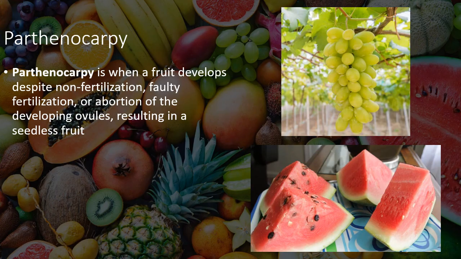And then parthenocarpy is a characteristic we're particularly interested in horticulture. And this is when a fruit develops despite either non-fertilization, faulty fertilization, or the abortion of the developing ovules, which results in a seedless fruit. There are a lot of different mechanisms by which this can happen. Some plants are genetically parthenocarpic and they will fruit regardless of whether there are pollinators. And if they're not pollinated, they will not produce any seeds inside of the fruits.